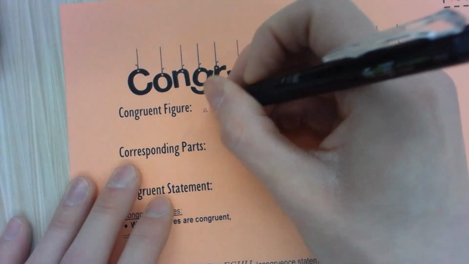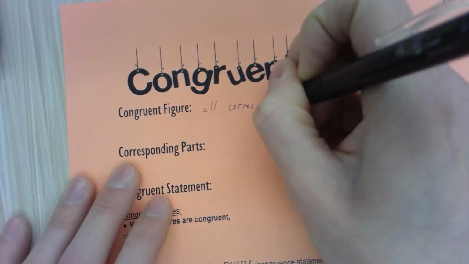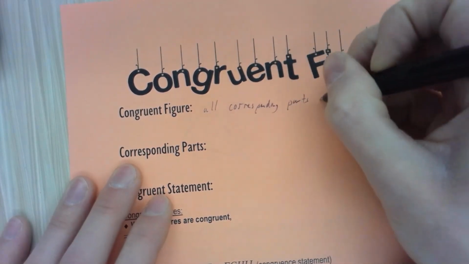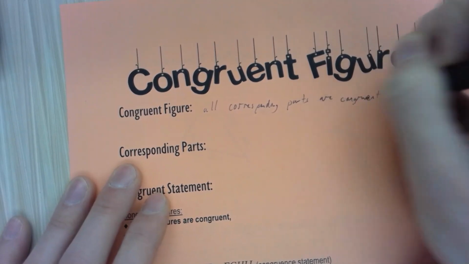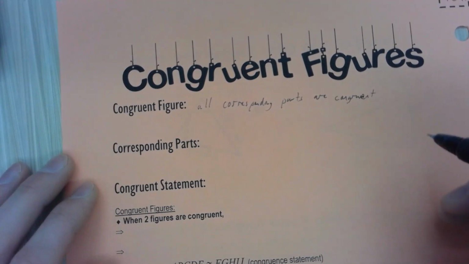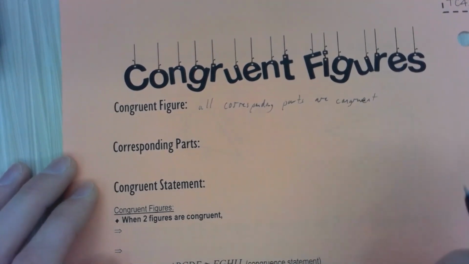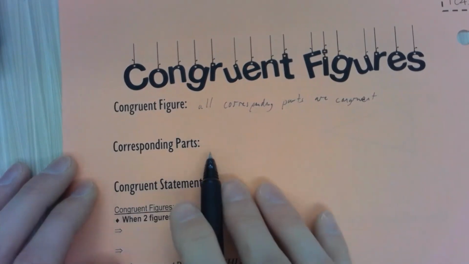Now for congruent shapes, like for pentagons and quadrilaterals and triangles, congruent figures are congruent when all of their corresponding parts are congruent. So that would be all the sides are congruent, all the angles are congruent, all the diagonals are congruent, any parts that correspond. Now, what are corresponding parts?